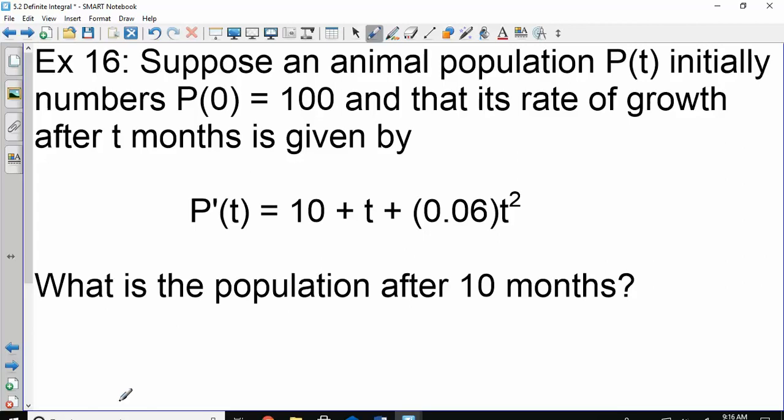Suppose an animal population initially numbers P of 0 equals 100. So at time 0 there are 100. And its rate of growth after t months is given by this equation. What's the population after 10 months? So this is the rate that it's changing. The rate of change. If I want the actual population, I want the actual number, what do I have to do? Antiderivative, good. If we want after 10 months, then we need to integrate from 0 to 10.